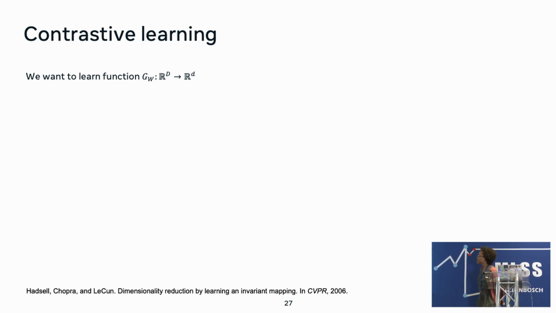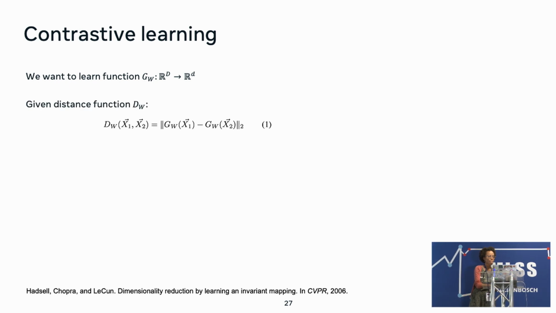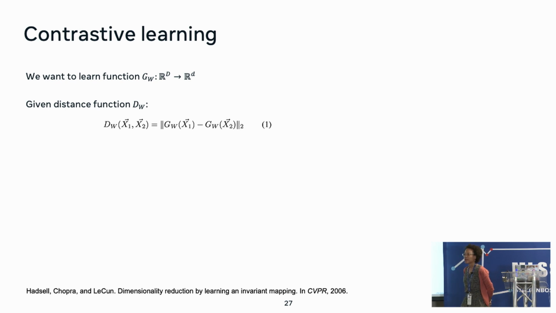So in this work, this is seminal work from 2006 by Hadsell et al., the authors proposed to learn this function, G parameterized by W, for a dimensionality reduction task, let's say. So the goal is that we want a function that takes some input in the space R^D and maps it into a space of dimension R^d. And to do this, it's assuming that you have some kind of distance function, D, parameterized by W.